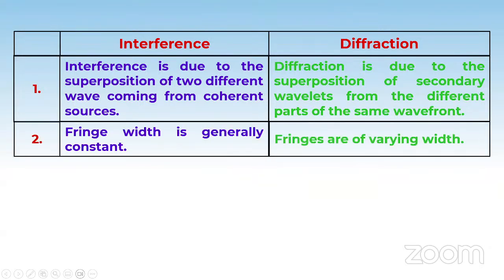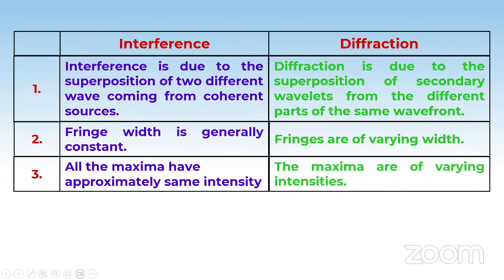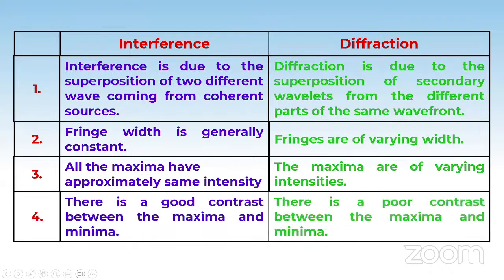Now the second point is that fringe width is generally constant for interference, but in diffraction the fringe widths are varying. All maxima have approximately the same intensity in interference, but in diffraction the maxima vary in intensity. The central maximum has the largest intensity, and the rest of the maxima have intensity less than the central one.